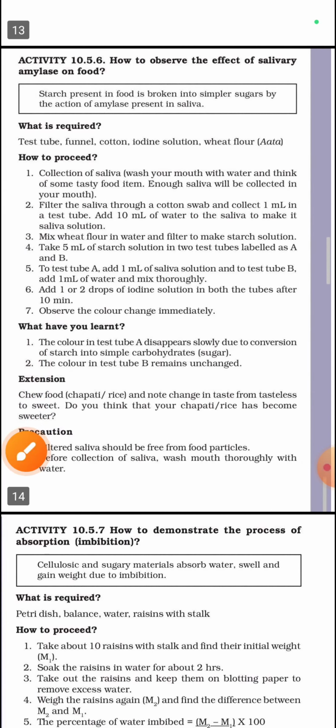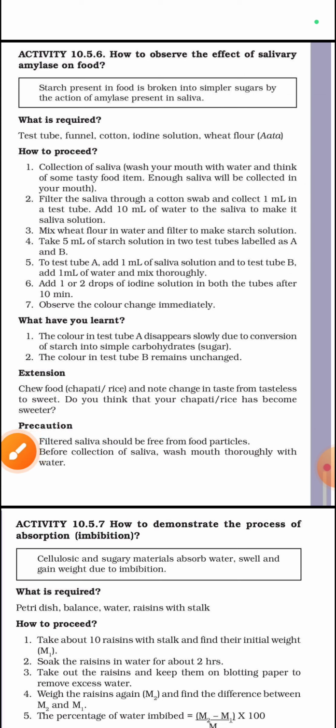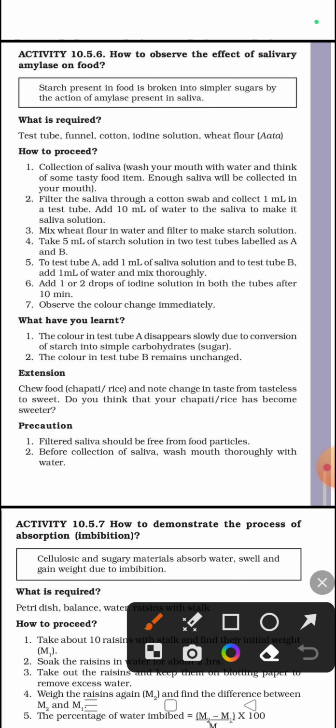Next activity, how to observe the effect of salivary amylase on food. You can know that food starts to be digested from the mouth. In the mouth, salivary glands release the amylase enzyme. Amylase enzyme works on the starch present in our food. Starch present in our food is broken into simpler sugars by the action of amylase present in saliva. You can prove this in this way.